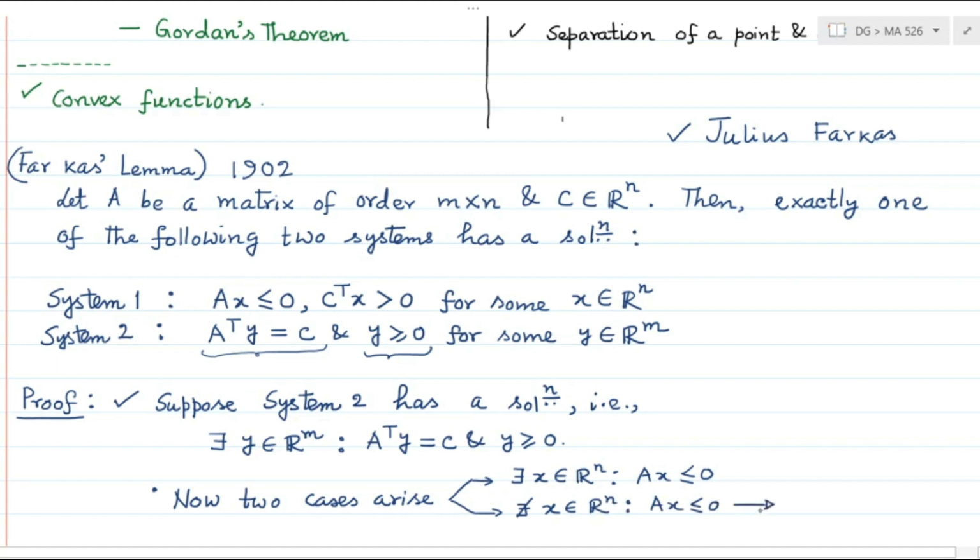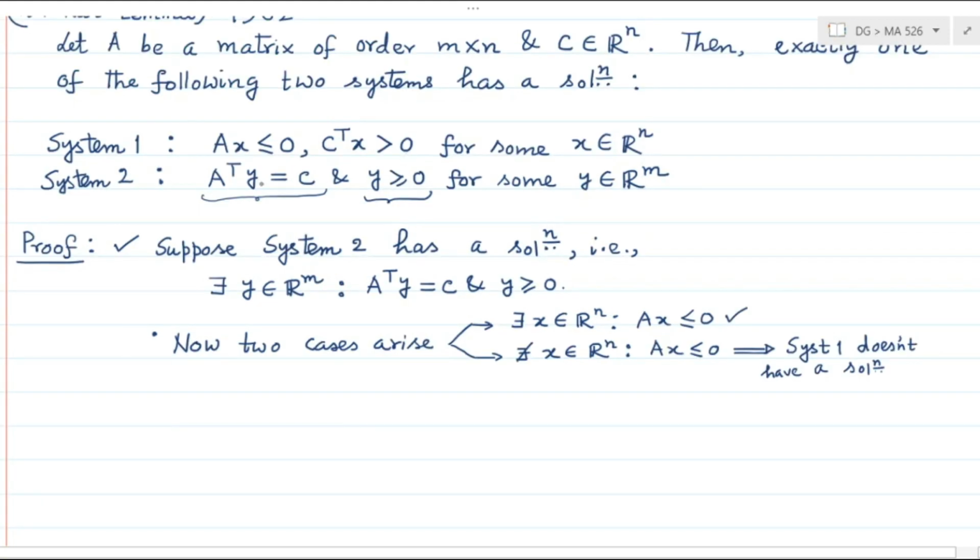This case eventually implies that system 1 does not have a solution, and then your proof is done that system 2 has a solution. In the latter case, this will imply that system 1 does not have a solution. However, if you fall into this case, how do you prove it?